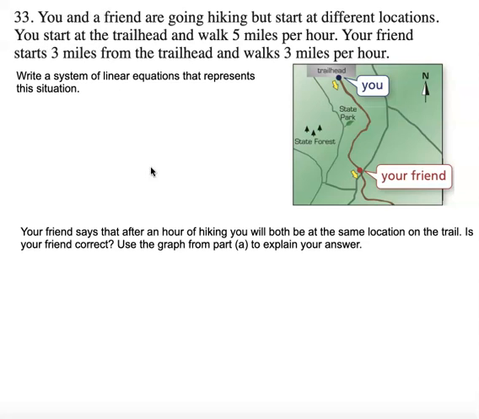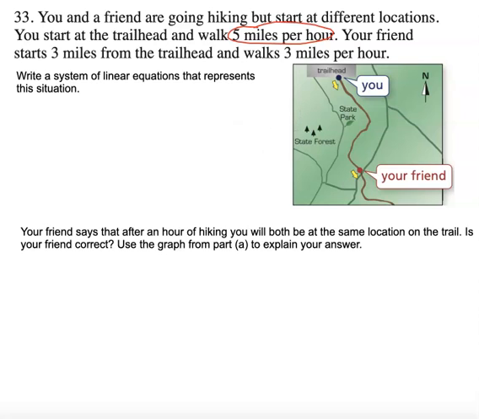So you and your friend are going hiking, but start at different locations. All right, there's a little map there that says a trailhead. Here's you, here's your friend. You start at the trailhead and walk 5 miles per hour. Okay, so you're walking 5 miles per hour. That should be a good hint that that is some kind of rate or a slope.